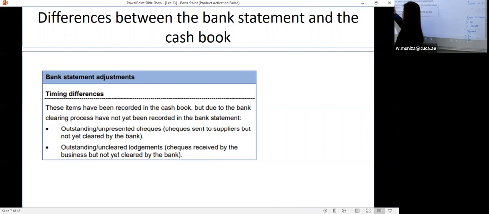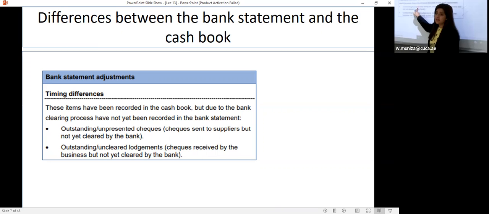Outstanding checks or unpresented checks are the same. These are the checks sent to the suppliers but not yet cleared by the bank. Then we have outstanding or uncleared lodgements. See the difference. If in the exam they say outstanding check, they mean unpresented checks. Unpresented checks are the same as outstanding checks. Outstanding check and unpresented check are the same thing, whereas outstanding lodgement is a different thing. It is opposite to outstanding check.